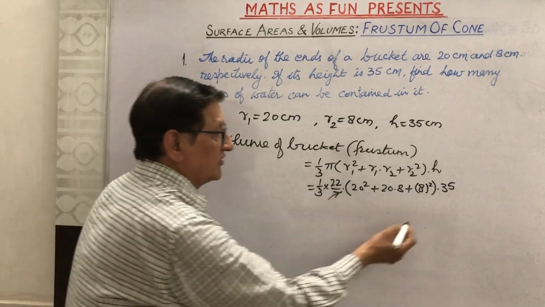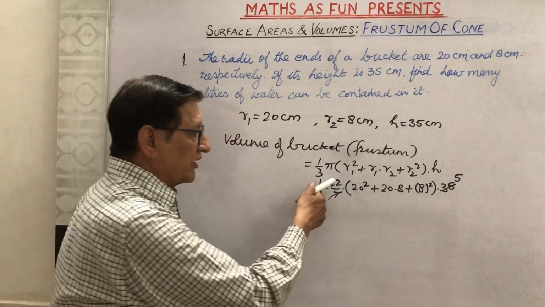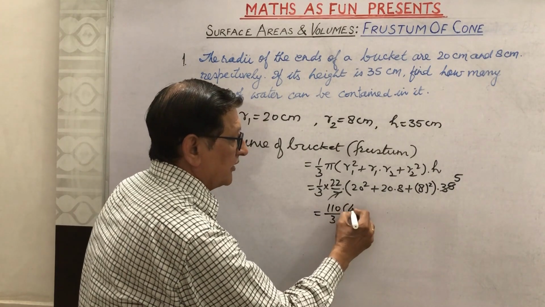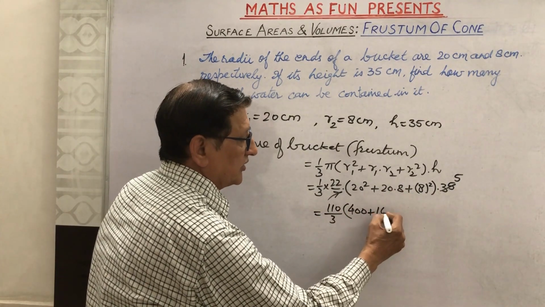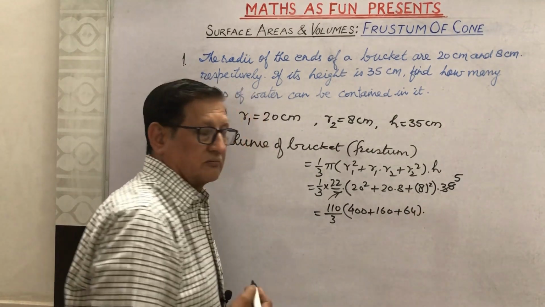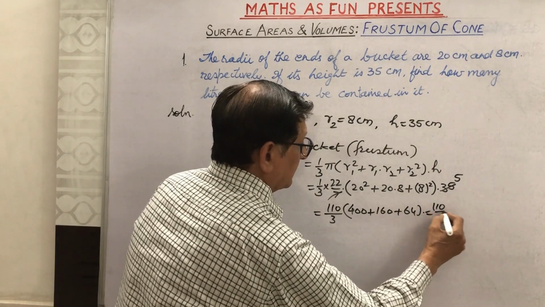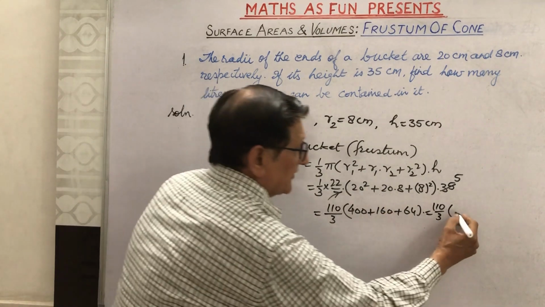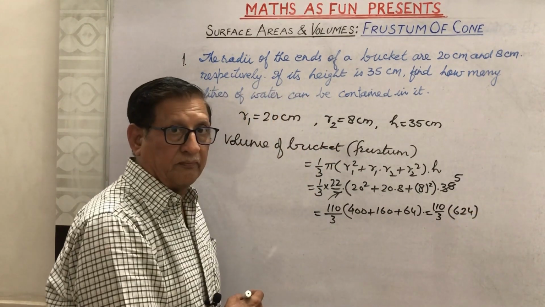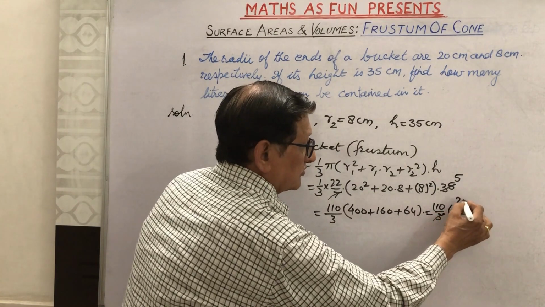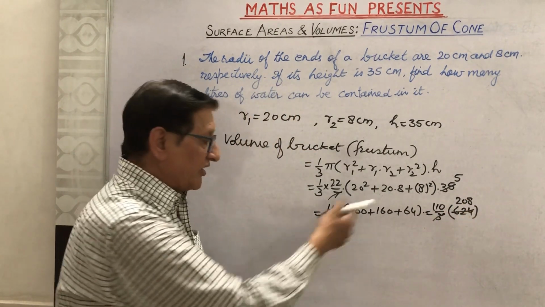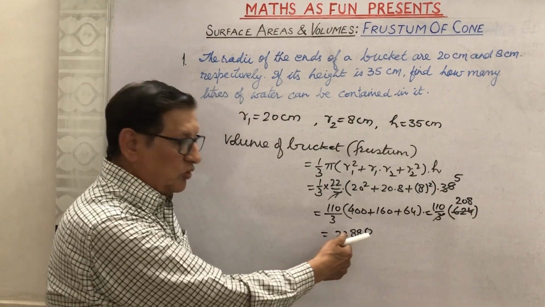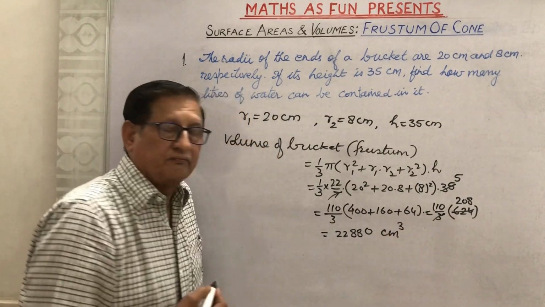We can cancel this 7, 5 times 7 is 35, and we get 22 into 5 is 110. So this is equal to 110 upon 3 into 400 plus 20 into 8, 160, plus 64. This is equal to 110 by 3 into 400 plus 160, 560, plus 64, that is 624. If we cancel it by 3, 3 times 2 is 6, 3 times 8 is 24. And when we multiply, this gives us 22880 centimeter cube.